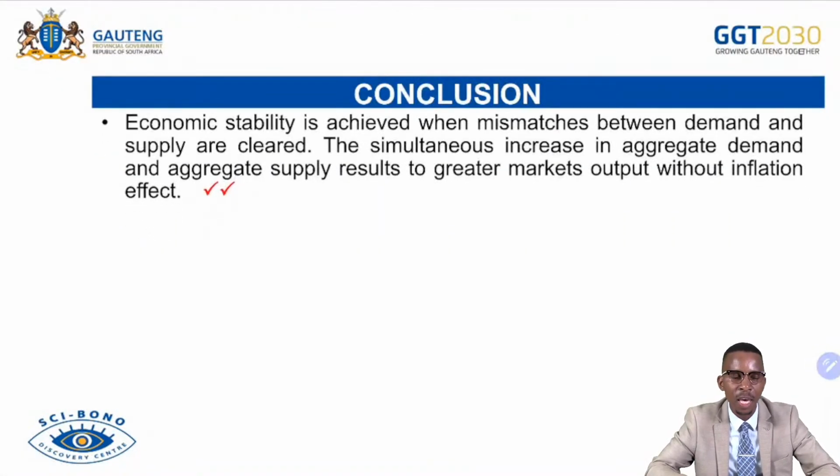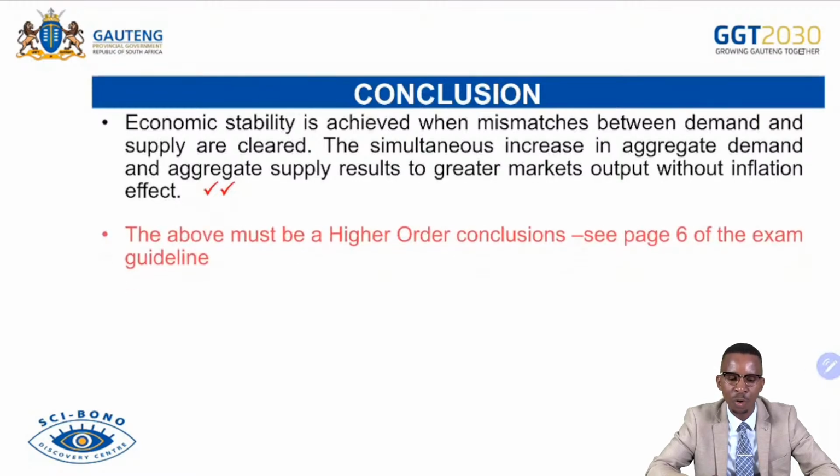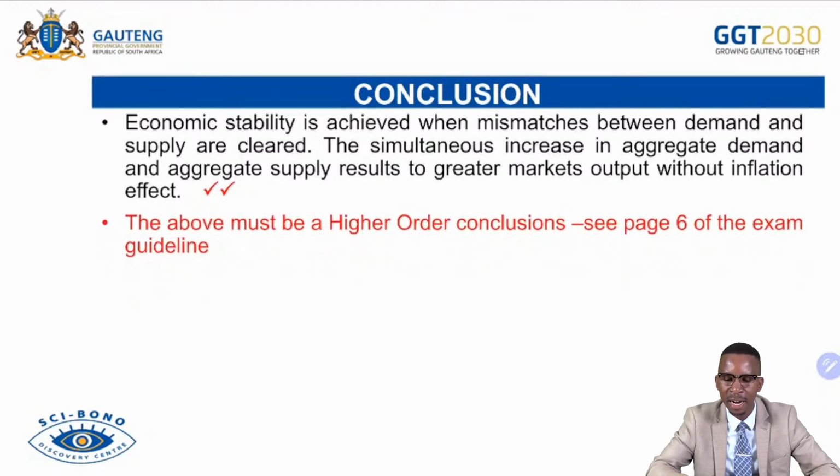And then this is the conclusion. Remember, it must be a higher order conclusion. Economic stability is achieved when mismatches between demand and supply are cleared. This simultaneous increase in aggregate demand and aggregate supply results in greater market output without inflation effect in the economy. The above must be a higher order conclusion. See page 6 of the exam guideline of 2021.